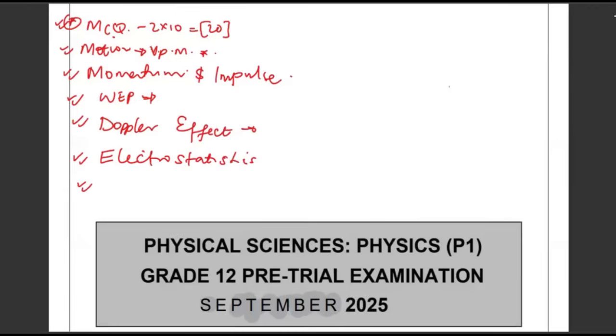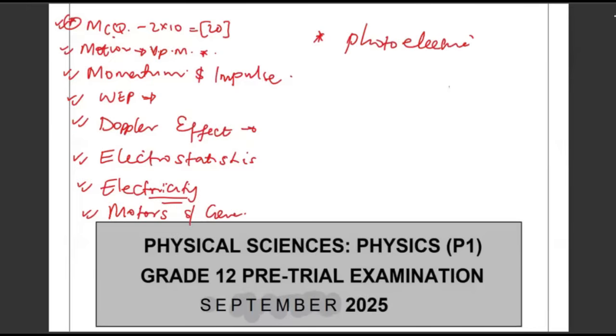Then besides electrostatics, we have electricity, which is basically electrical circuits. And then from electricity, we have the motors and generators, electrodynamics. And then lastly, we can have our photoelectric effect. So it's 1, 2, 3, 4, 5, 6, 7, 8, 9. So we have basically 9 areas that we shall be focusing on.